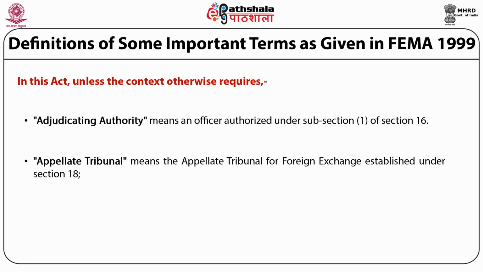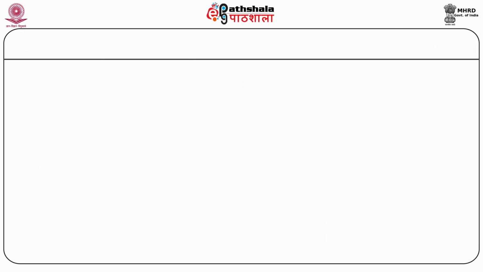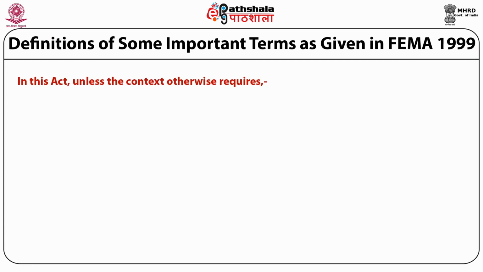This Act further defines authorized person. According to this Act, authorized person means an authorized dealer, money changer, offshore banking unit, or any other person for the time being authorized under subsection 1 of section 10 to deal in foreign exchange or foreign securities. According to this Act, bench means a bench of the appellate tribunal.